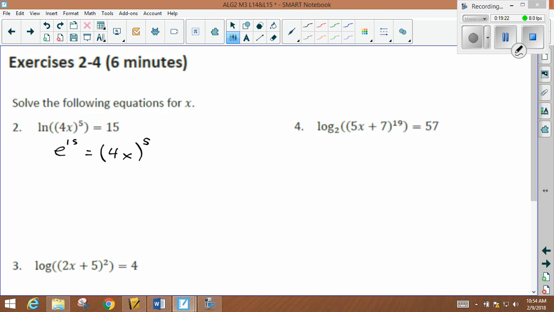Now, it wouldn't be wrong if you went ahead and put e to the 15th in your calculator, distribute this 4 to the 5th here, and this 4, and write the 5th, so you have 4 to the 5th, and 4 to the 5th here. But it would take a lot more time. So let's not do the thing that takes more time. Let's take the 5th root of both sides, right?